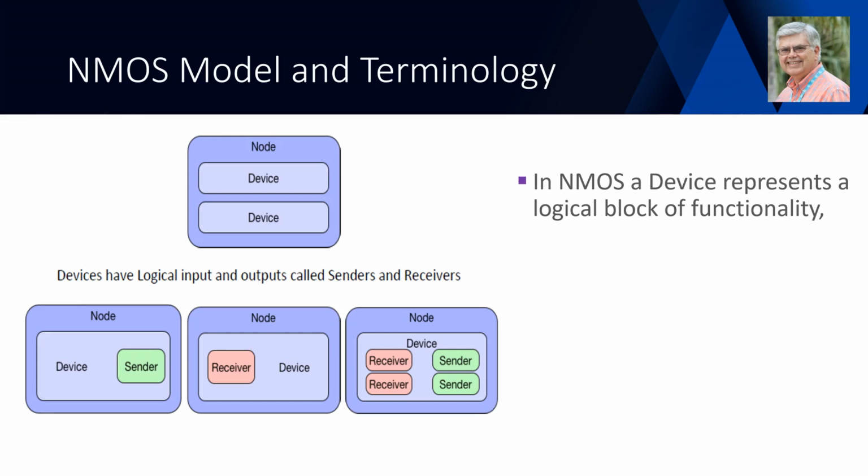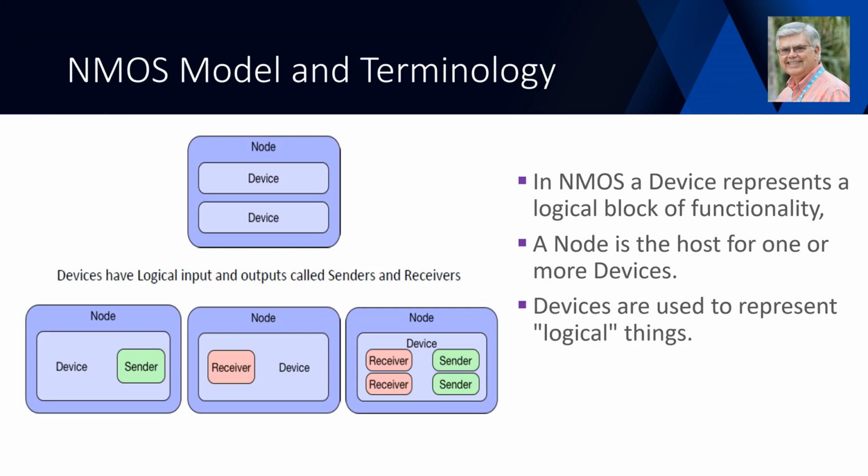So in NMOS, a device is represented by a logical block of functionality. A node inside of that device is a host for one or more devices. Typically, those devices are going to be logical things like senders and receivers. And that's where IS-04 and IS-05 sit for that.